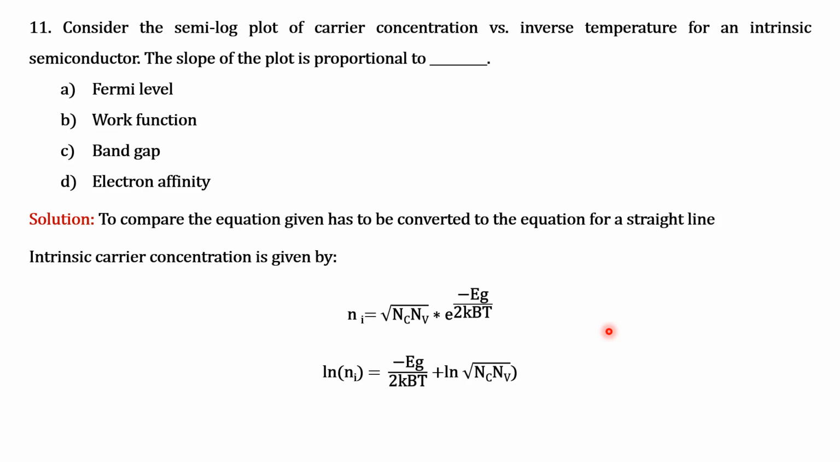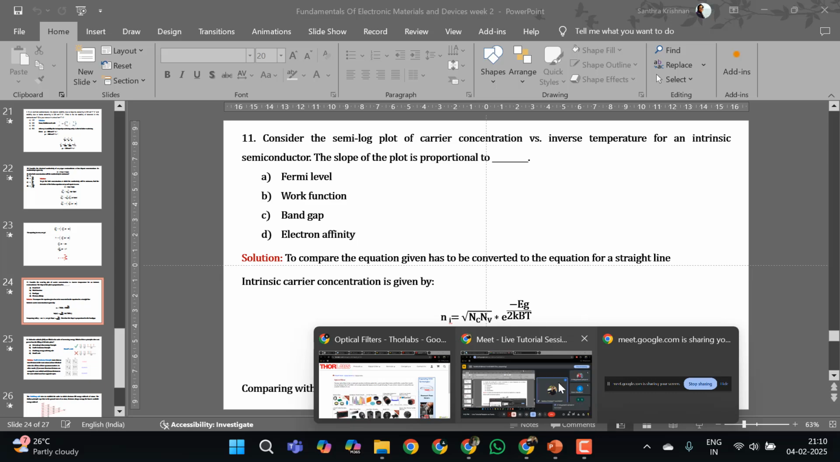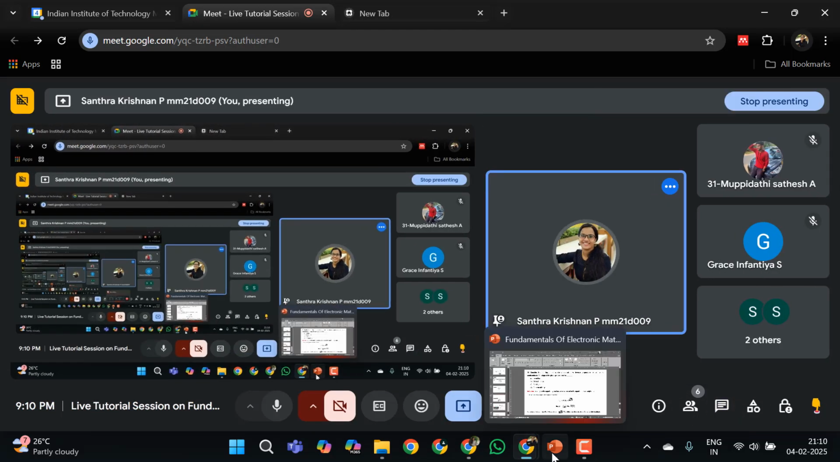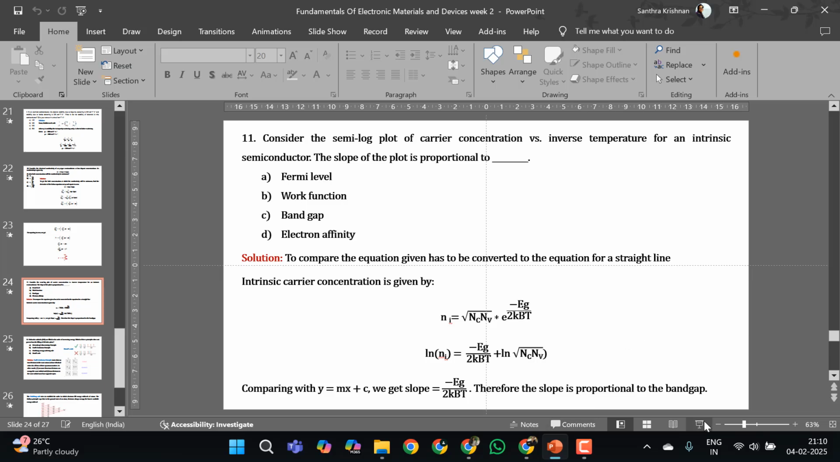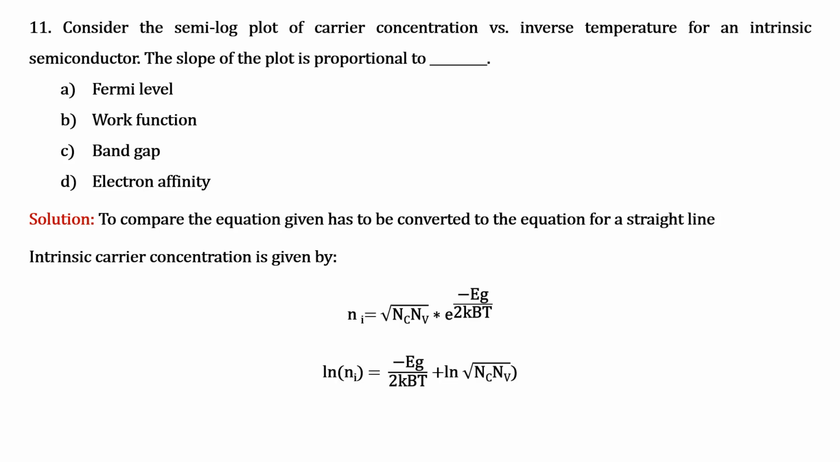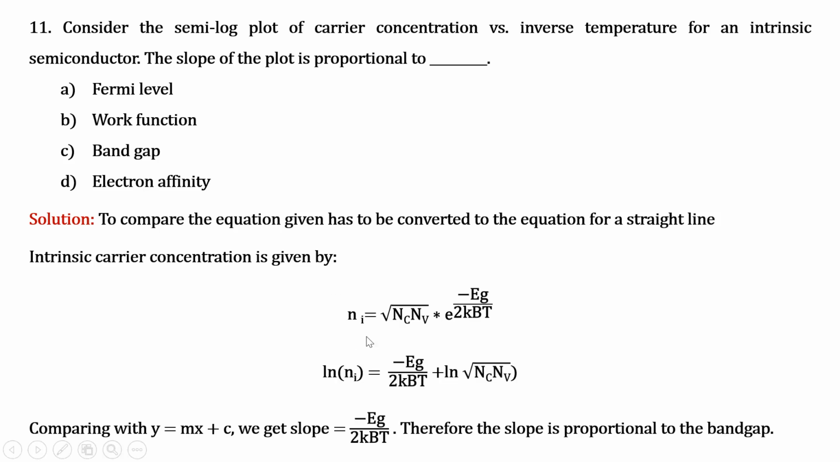I've already told the answer now. Okay, somebody just posted in the chat box. One person has mentioned Fermi level. Basically, it's the band gap. It's not the Fermi level, because the Fermi level would be denoted by EF. According to this equation, Eg is the band gap.